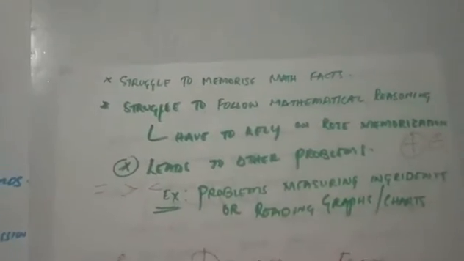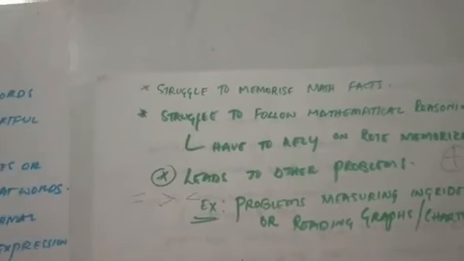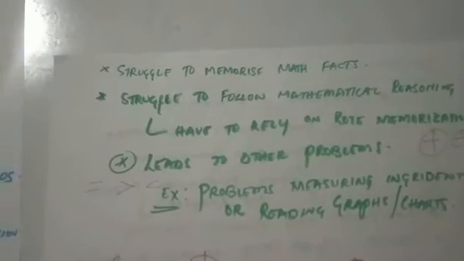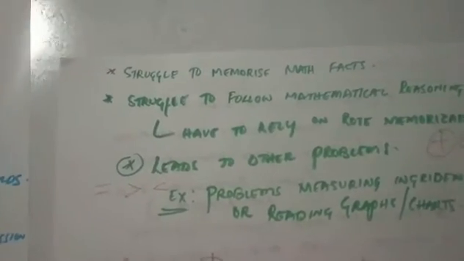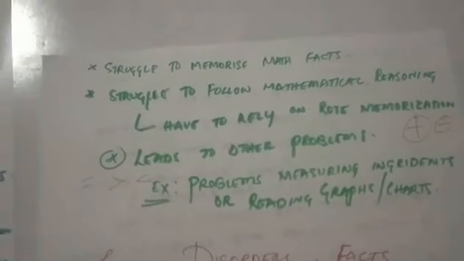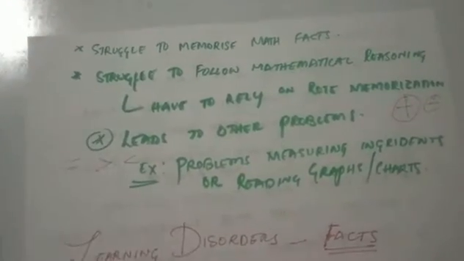Rote memorization is just by-hearting. You just learn things line by line. If something other than that is given, you do not know how to do it. It is just rote memorization, as if you mug up the answers. It leads to other problems.